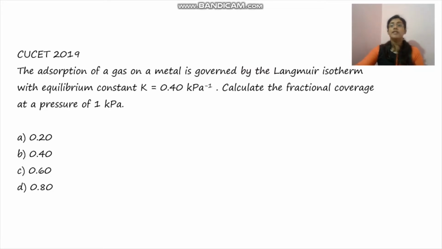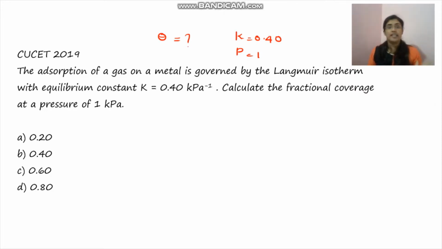This has appeared in CUCET 2019, and the question says that the adsorption of the gas on a metal is governed by the Langmuir isotherm with the equilibrium constant K as 0.4 kilopascal. Calculate the fractional coverage at a pressure of 1 kilopascal. So we have to use the Langmuir adsorption isotherm and calculate the fractional coverage, which means they are asking for the theta value. Theta is the unknown. The K value is given to be 0.40 and my pressure is given to be 1. Both of them are in the same unit, so it doesn't matter.